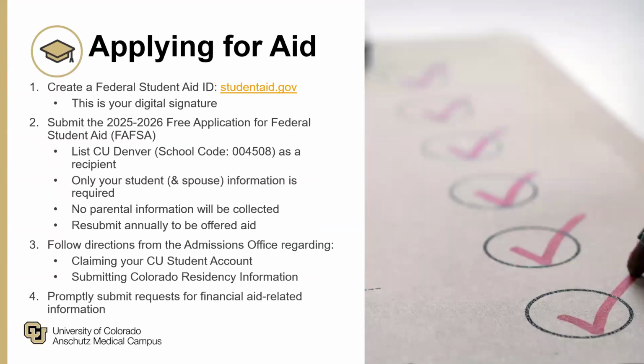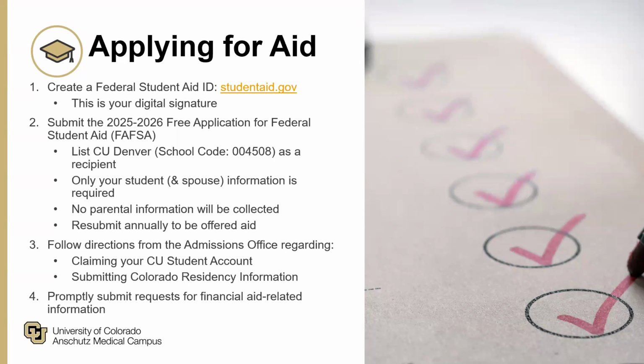So the first thing is that you do need to apply for financial aid, and you're going to do that first by visiting studentaid.gov. You're going to create an ID, which acts as your digital signature when you're filling out federal student aid applications, loan documents, things that are really important. If you're going to submit the 2025-26 Free Application for Federal Student Aid, or FAFSA form for short, you're going to list University of Colorado Denver with the school code 004508 as a recipient. Even if you're waitlisted, we would still encourage you to list the University of Colorado Denver.